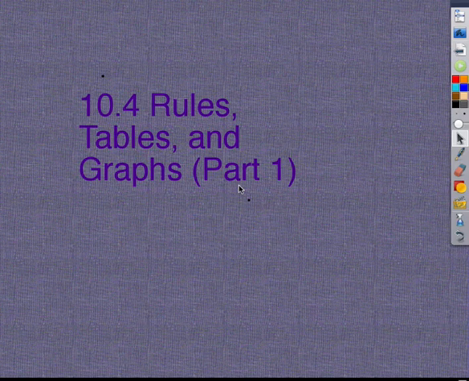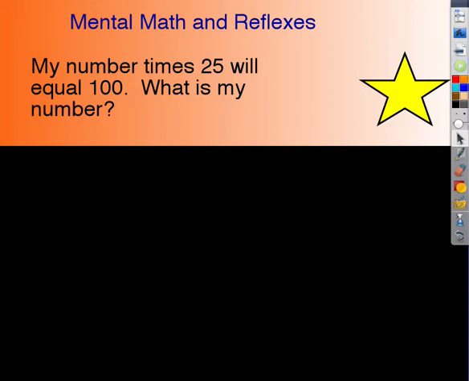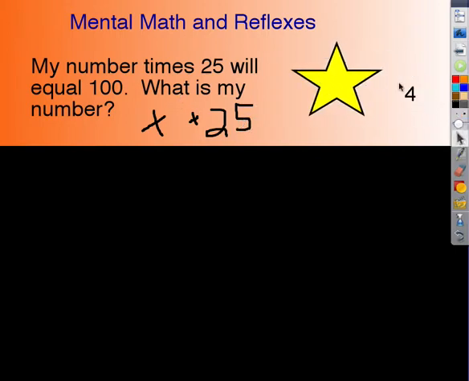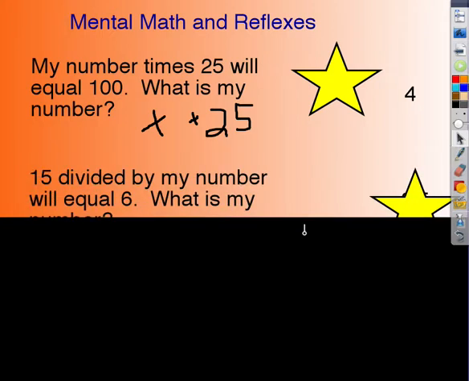Graphs, where we're going to be taking a look at input-output charts. First, getting our brains warmed up: my number times 25 will equal 100. What is my number? You may want to create an algebraic expression here. So my number, let's just say it's x, times 25 is equal to 100. So what times 25 is equal to 100? And our answer is 4.